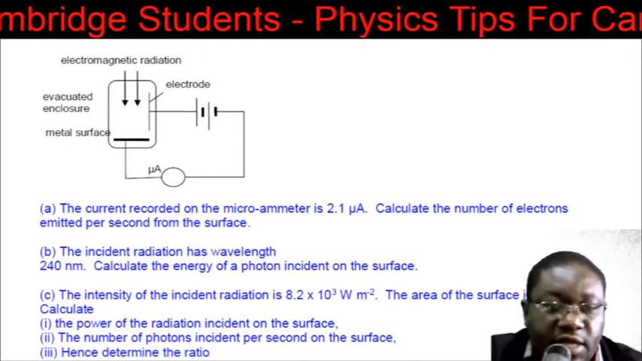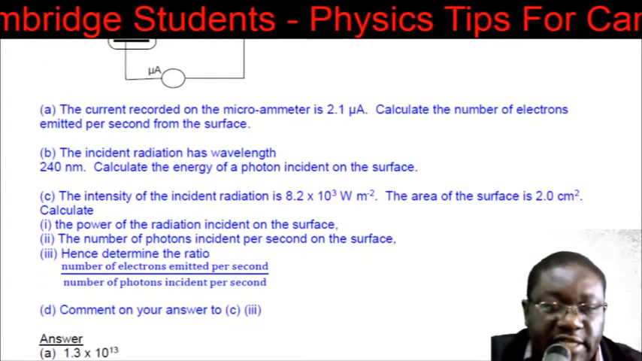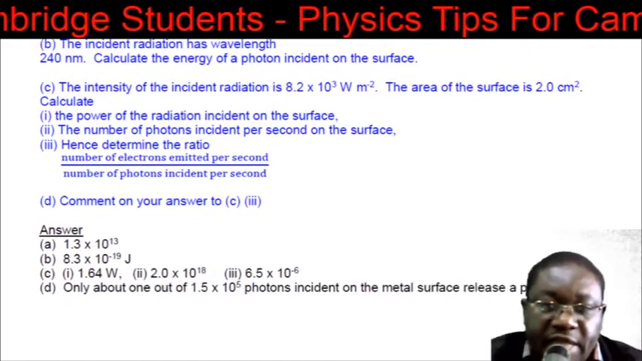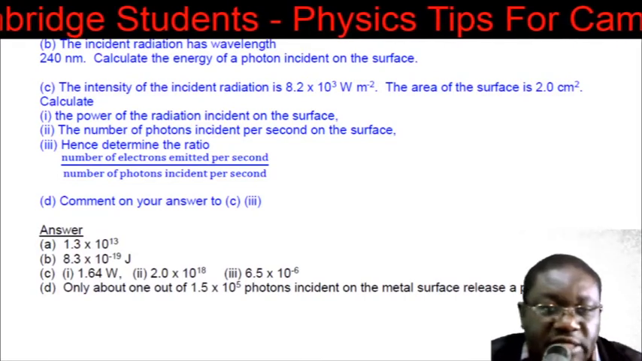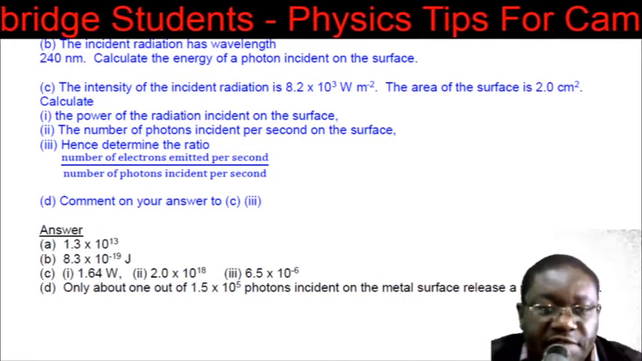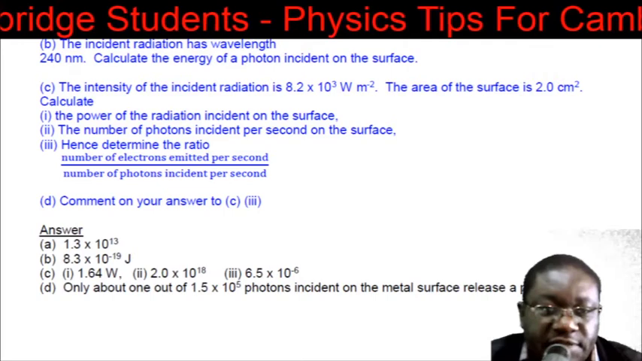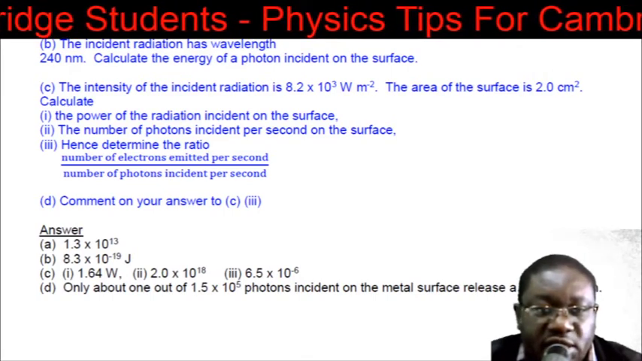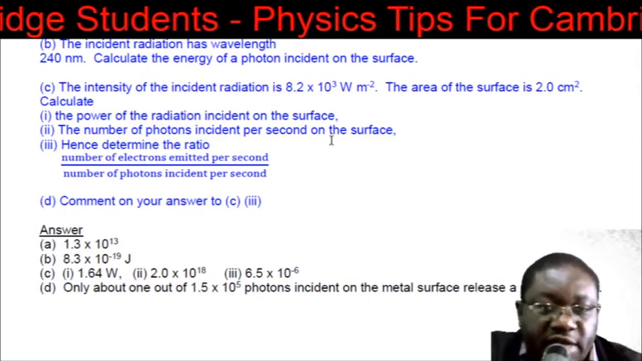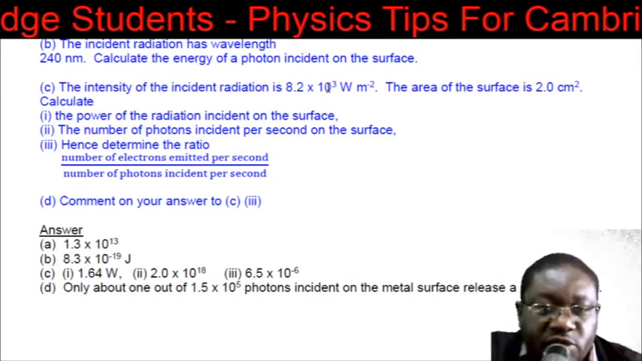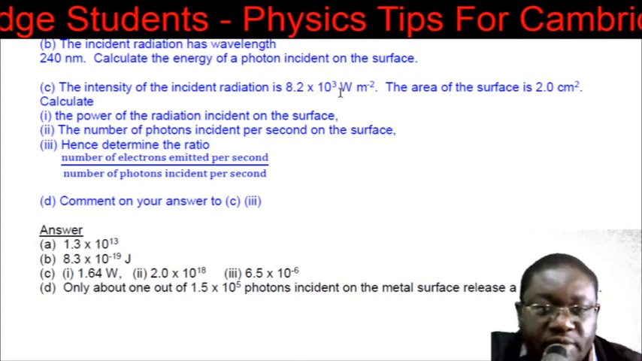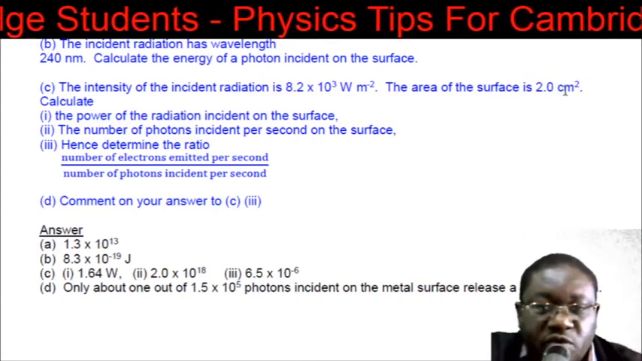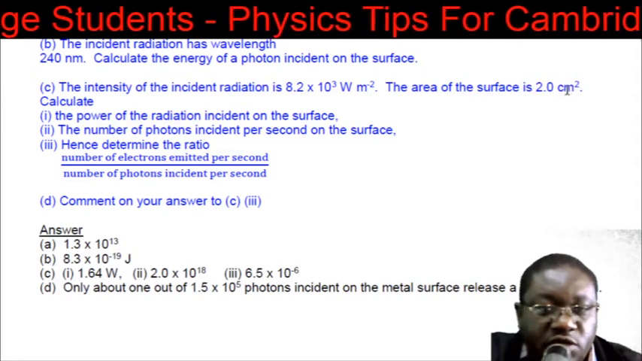Part C, the intensity of the incident radiation is 8.2 times 10 to the power of 3 watts per square meter. The area of the surface is 2.0 square centimeters. Calculate the power of the radiation incident on the surface. Remember, intensity is equal to power over area. So to get the power, you say intensity times that area. It's going to be 8.2 times 10 to the power of 3 times this 2.0 times 10 to the power of minus 4 square meters, converting these to square meters.